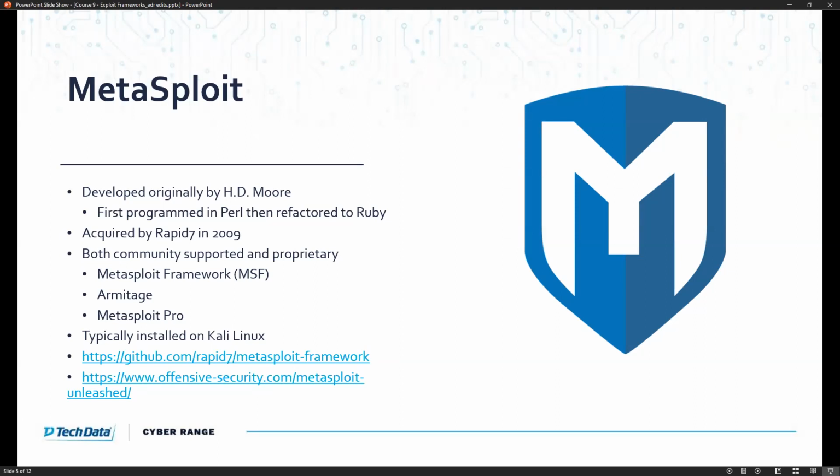In regards to MetaSploit, you can find it installed in Kali Linux. You can install it yourself from its GitHub page, and then you can use Offensive Security to learn about MetaSploit and all the different ways to work within the workbench, creating scanning profiles, etc. So those two links can benefit you as you dig more into MetaSploit.